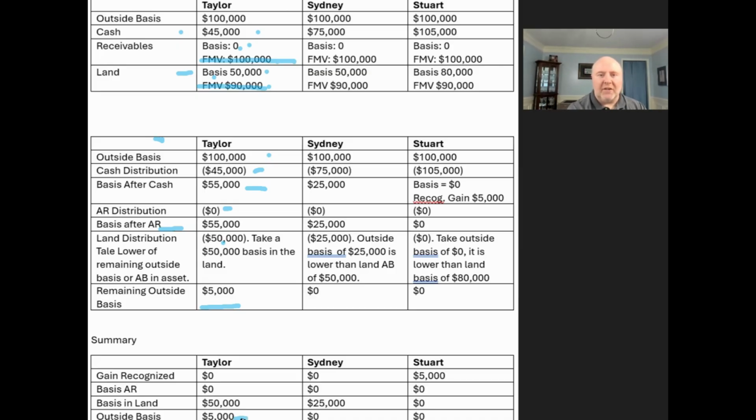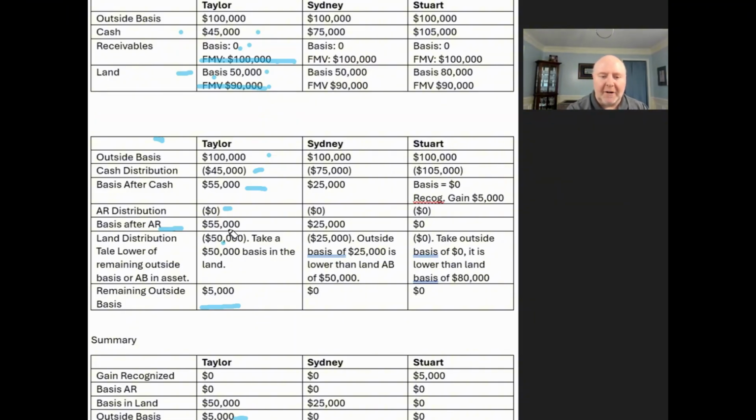Now, I was getting to something before I backed off it. I said this is where it gets a little bit tricky. Let's say that the basis here had been, say, $60,000. Okay. The basis in the land was 60,000. Well, hey, we only have a remaining basis of 55,000. We know we can't take basis below zero. And we know we don't want to recognize gain or loss. So the code tries to prevent us from recognizing gain or loss.